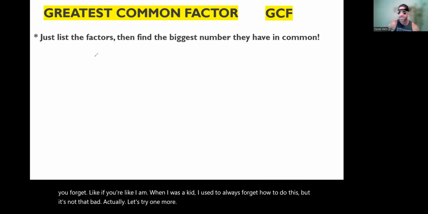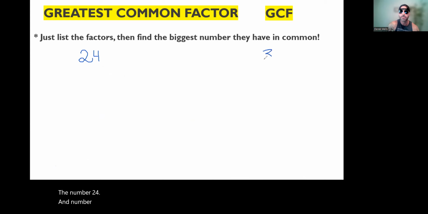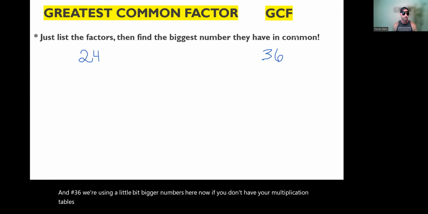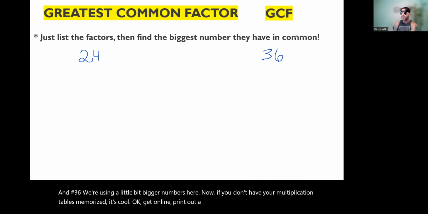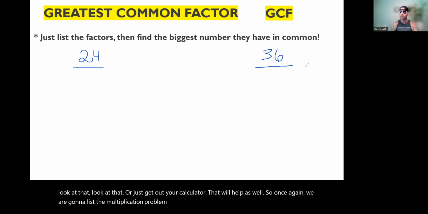Let's say your teacher asks you for the GCF of the number 24 and number 36. We're using a little bit bigger numbers here. Now, if you don't have your multiplication tables memorized, it's cool. Get online, print out a free multiplication chart if you need to go look at that, or just get out your calculator. That will help as well. So once again, we are going to list the multiplication problems that equal 24 first.